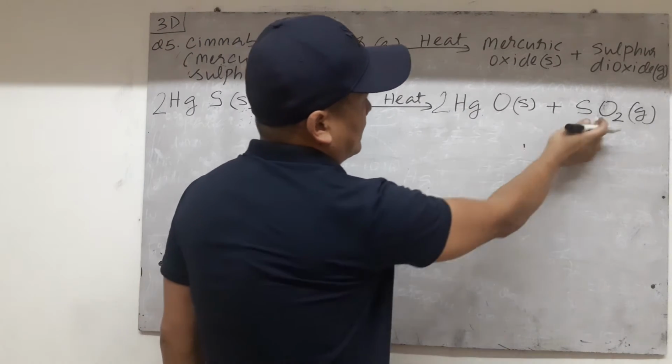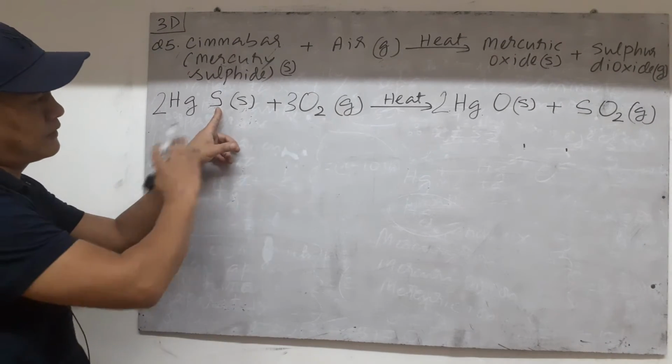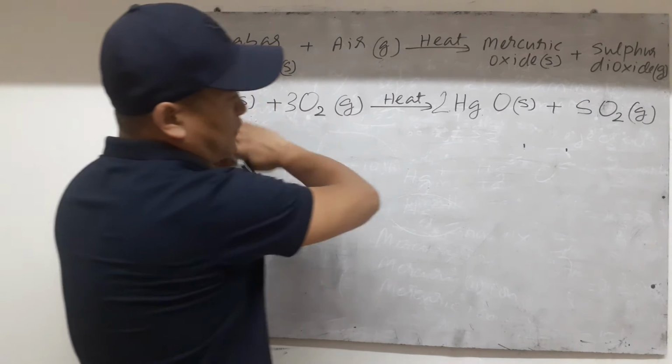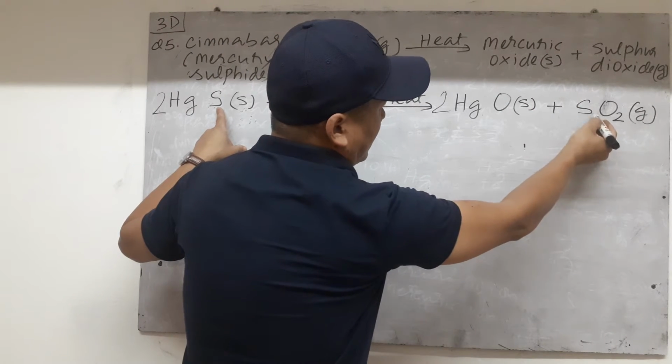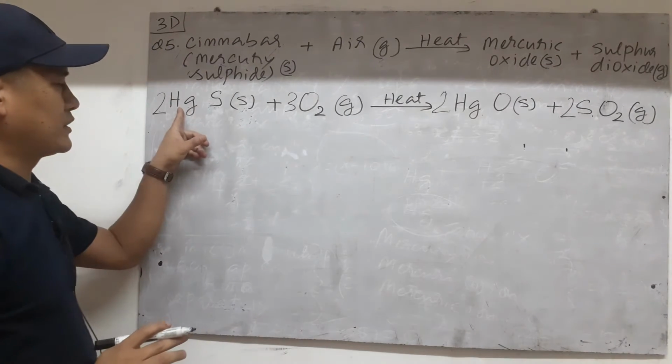So 2 mercury, because there's no mercury, that's done. Mercury done, go to sulfur. 2 ones are 2 sulfur atoms on the left. No sulfur here, so only 2 atoms on the left. 2 here, so cannot put 2 at the back, so put here 2. 2 ones are 2 sulfur. Mercury atoms done, sulfur atoms done.